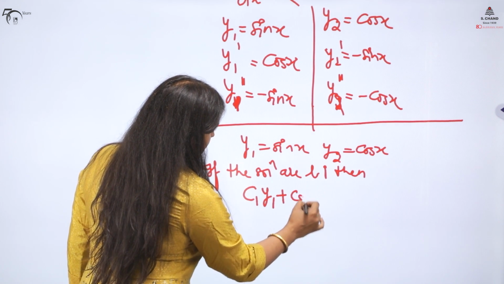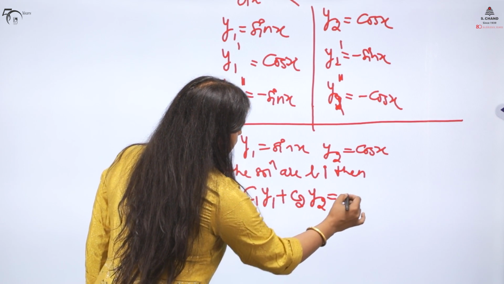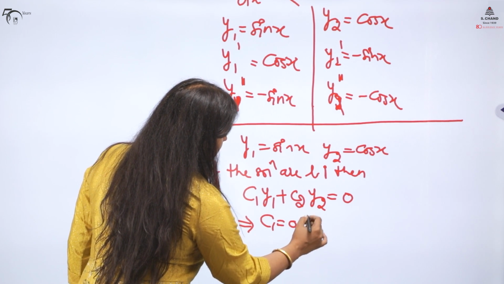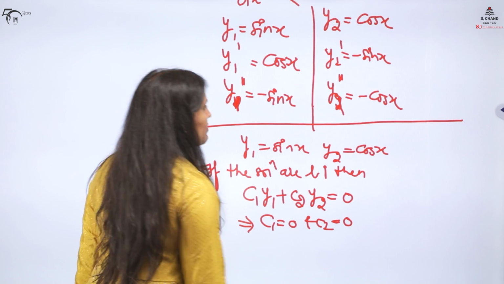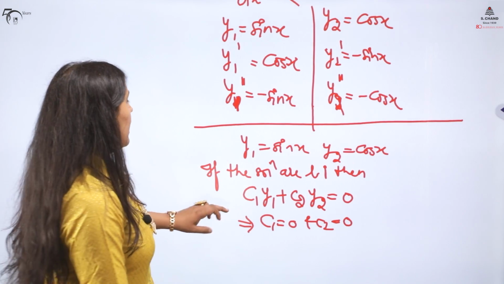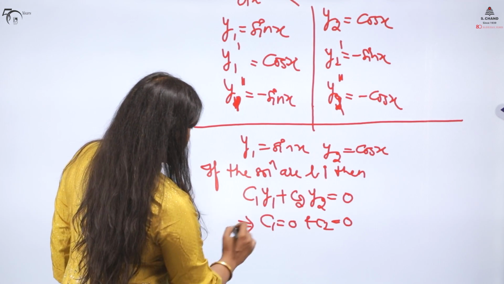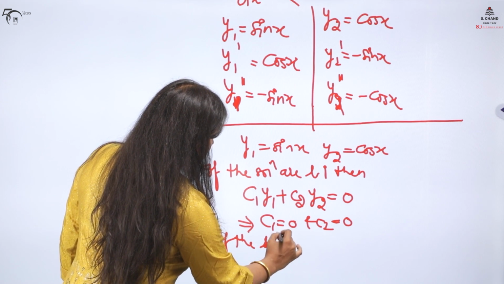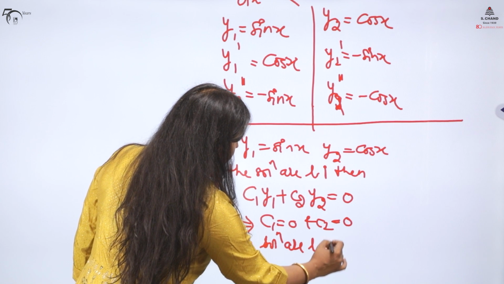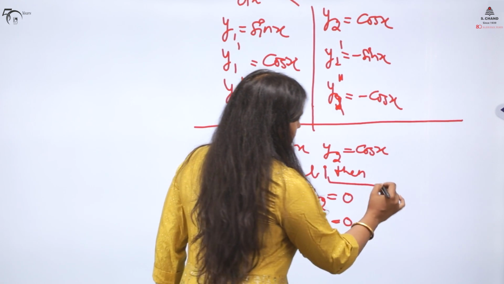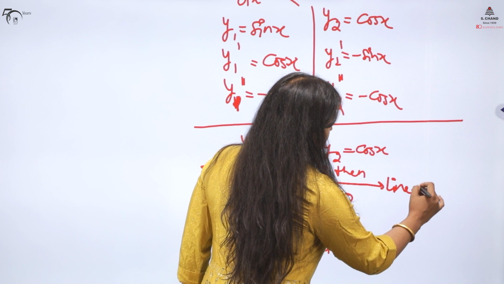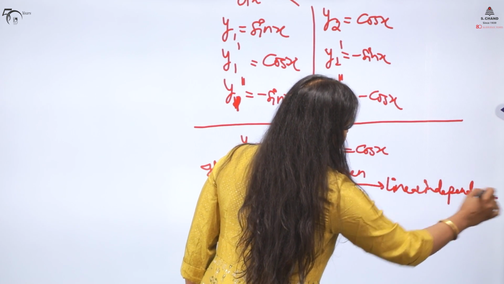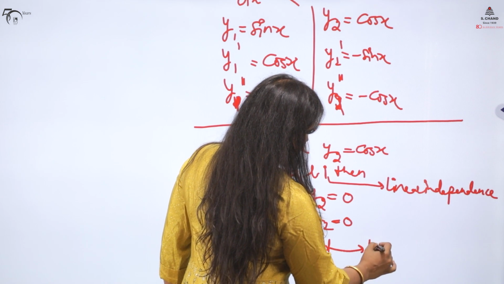linear combination of the two equal to 0 will imply that both the constants will be 0 if you have linear independence. If there is no linear independence, if the solutions are linearly dependent, this is the short form for linear independence and linear dependence.